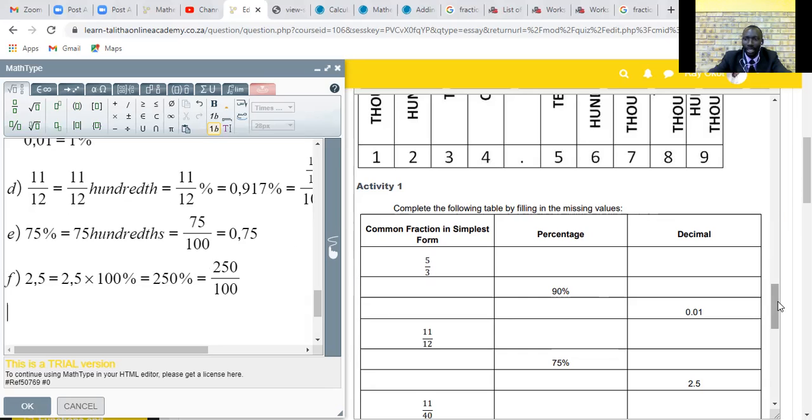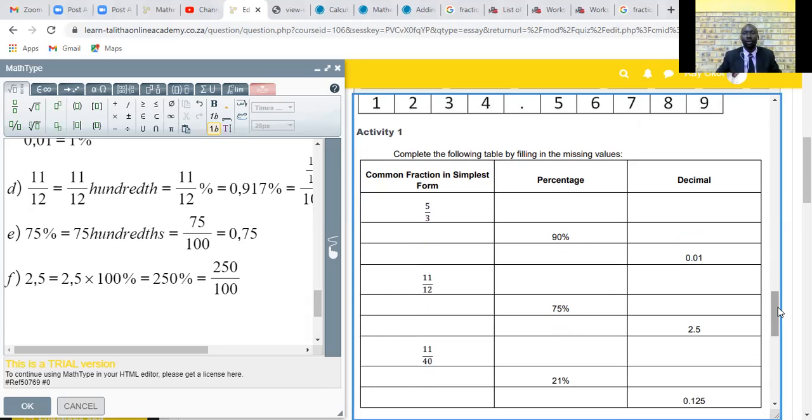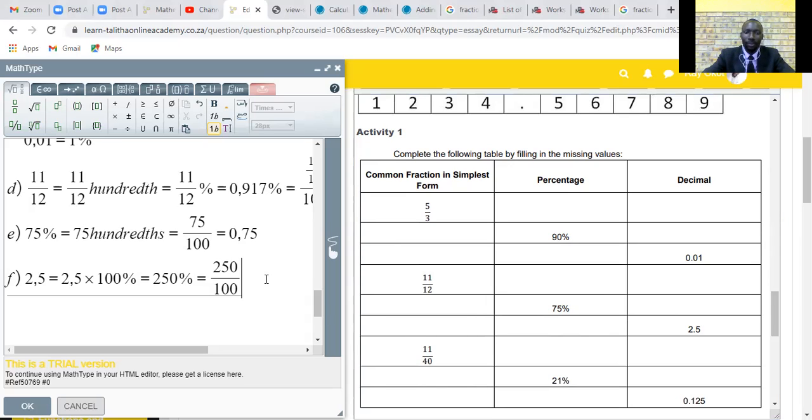Now, notice that care should be taken on the direction you take. If you're doing the calculation from left of the table to the right, you divide by 100. But if you're coming from right to the left, you multiply. And for this reason, the next activity, let's call it activity G, that is activity 1 part G, which is 11 over 40.